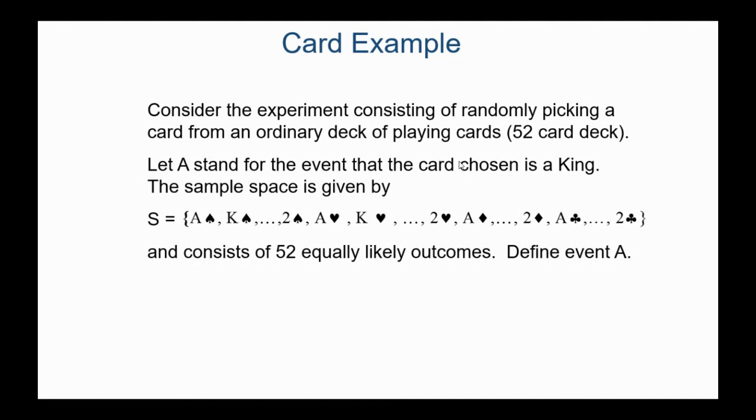So ace of clubs, king of clubs, all the way down to 2 of clubs. Then we start again, ace of hearts, king of hearts, all the way down to 2 of hearts. Then I get tired of writing king, so I just abbreviate: ace of diamonds to 2 of diamonds, and then ace of spades down to 2 of spades. So there's 52 equally likely outcomes here.